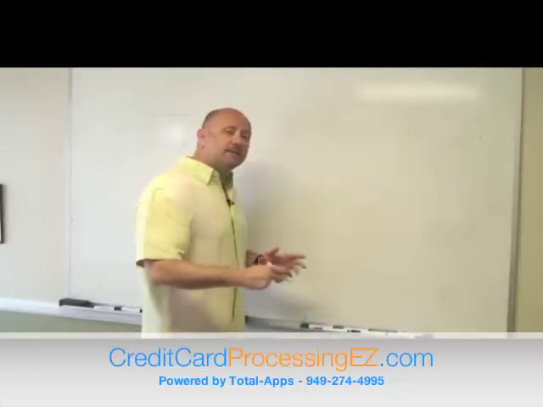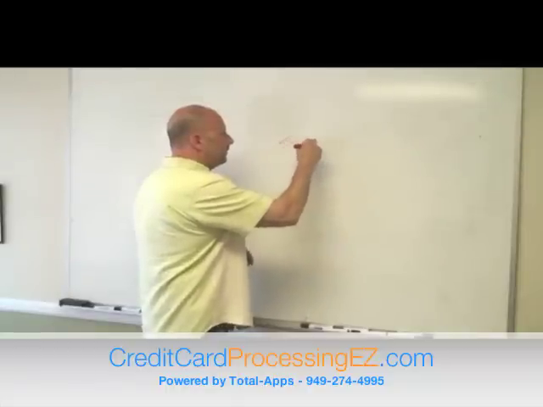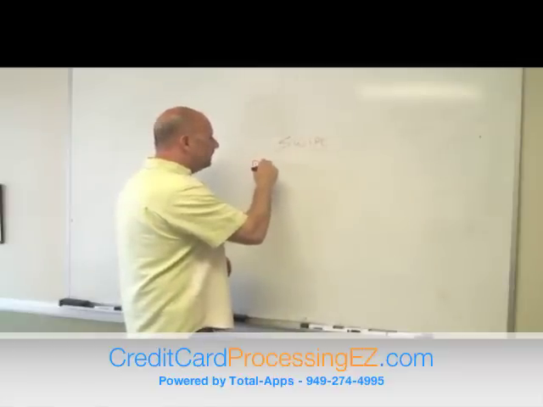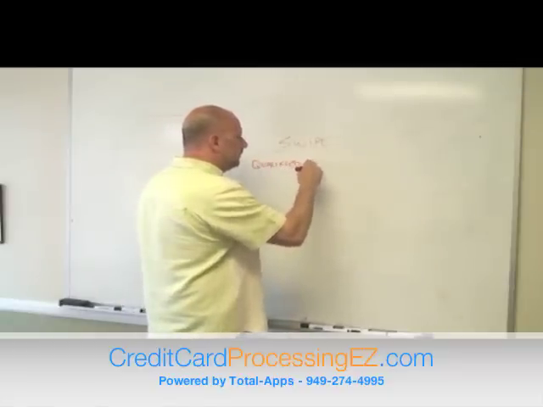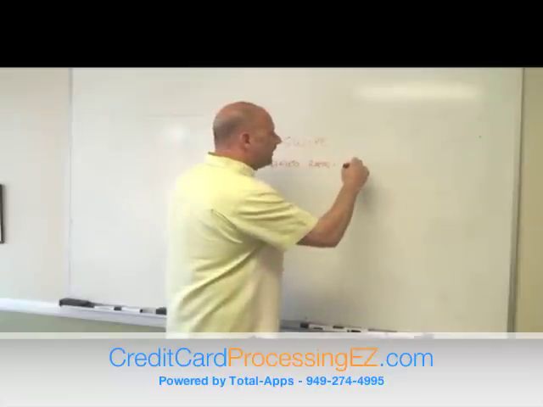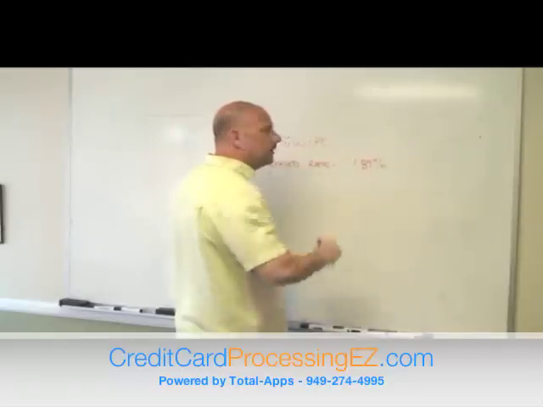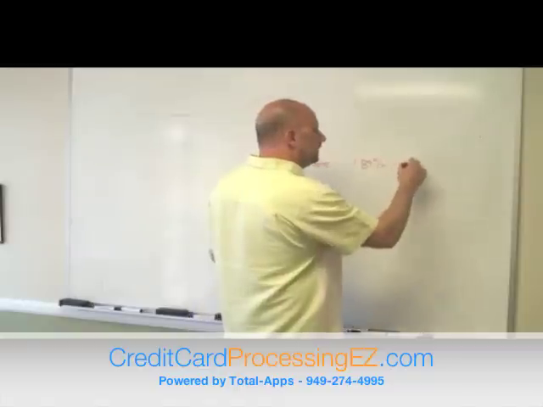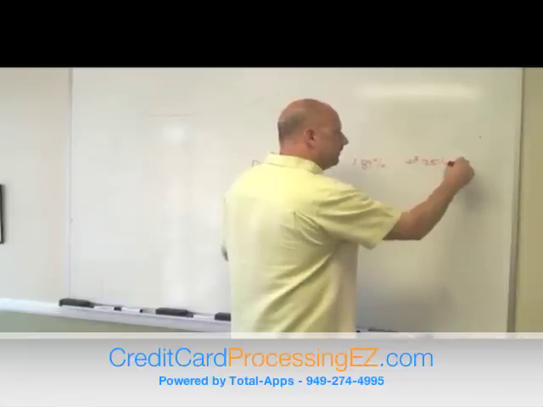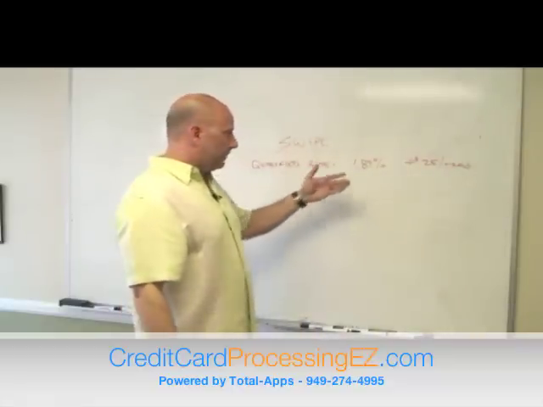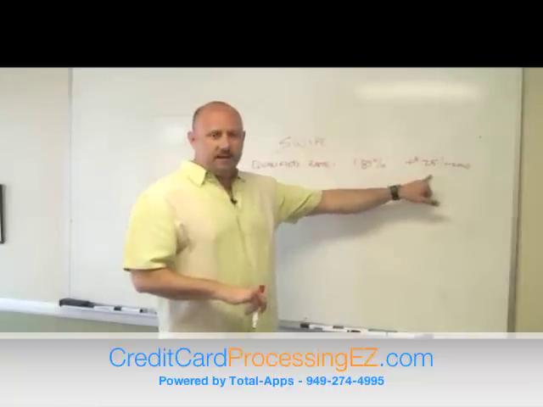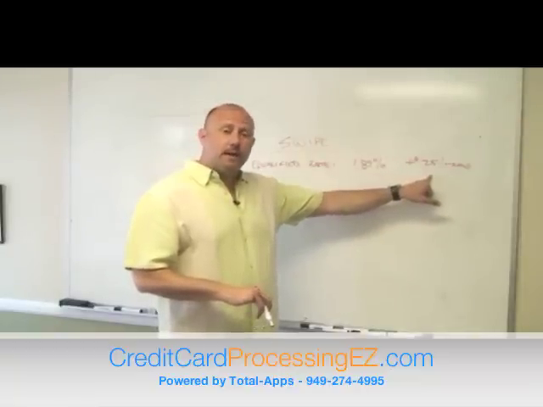The most basic, and this is for a swipe account, typically you have a qualified rate, also known as discount. So for a qualified rate, you would have a 1.89% discount rate plus 25 cents per transaction. So if you had a $100 transaction, you would pay $1.89 plus 25 cents each time that you swiped a credit card for that transaction.